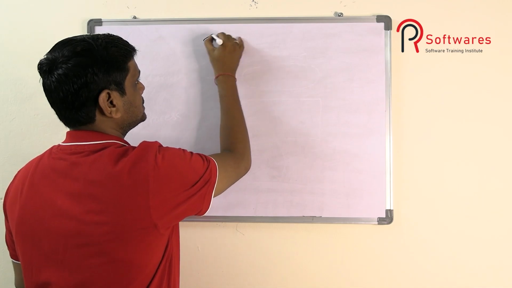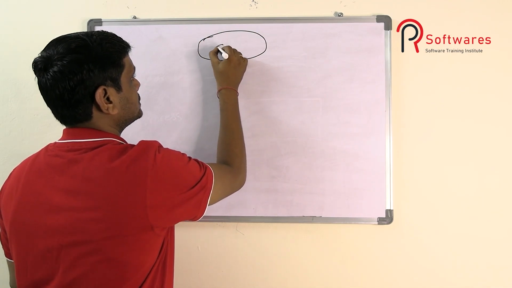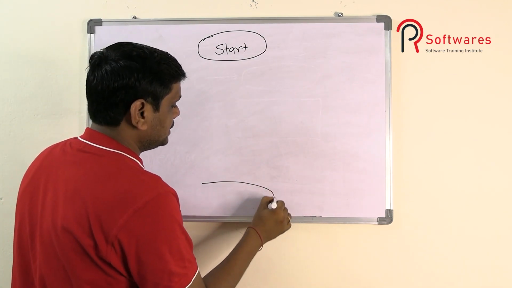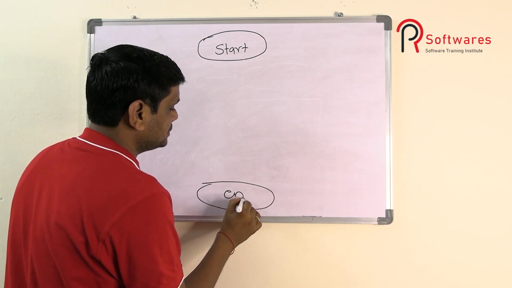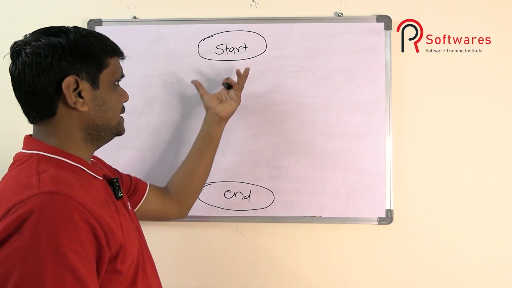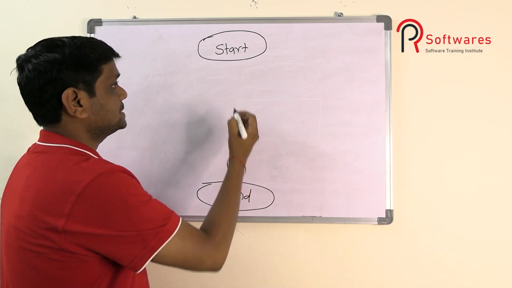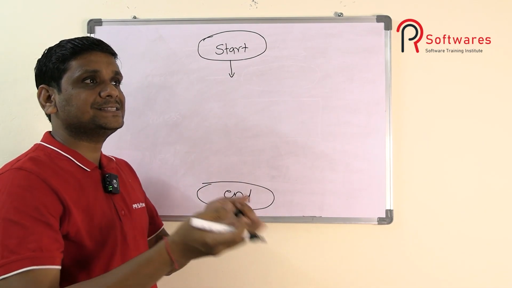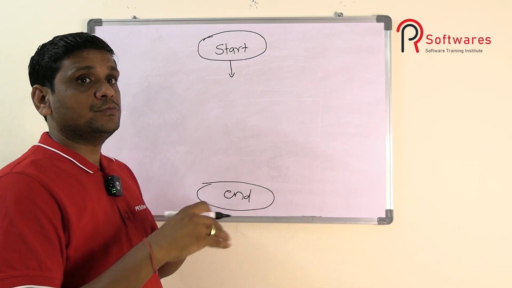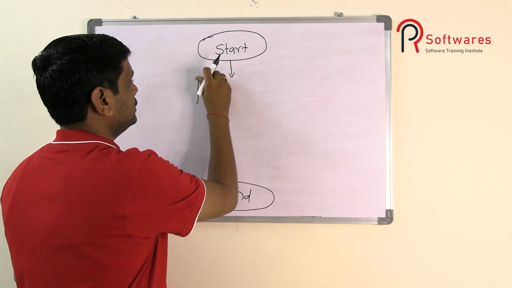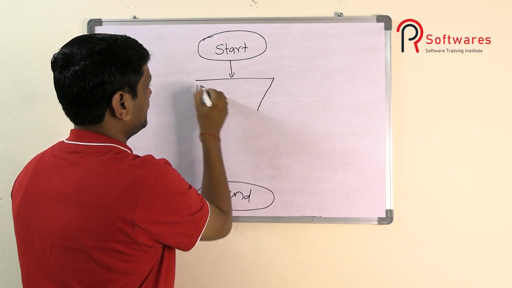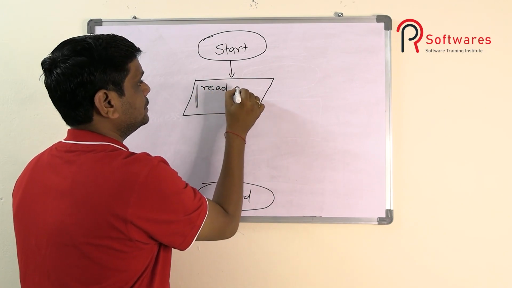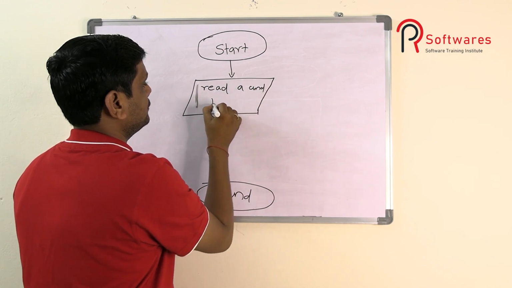So what was step 1? Start. I told you for the start we will use this oval symbol, start. And whenever it ends, that is also the same oval symbol, end. It is the same thing, start and end. Next, after the starting, what was the step number 1? Declare the variable, or I can say read the values. I told you, whenever we want to read anything, we use this shape. It is not rectangular. This is for input and output. Read A and B values.